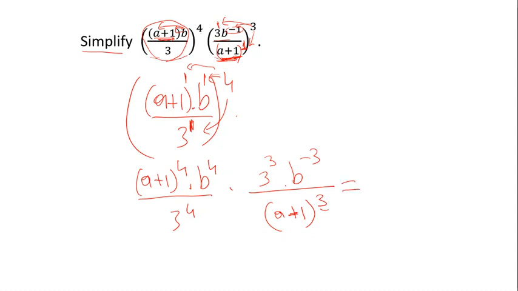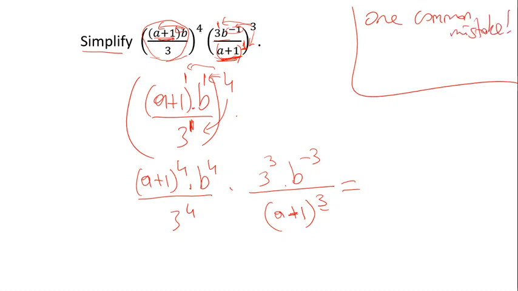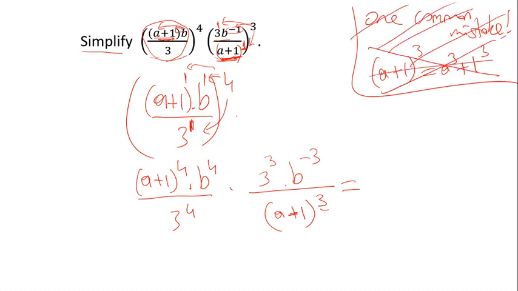Okay, one mistake here, one common mistake. Okay, don't do this. No, this is not true. Okay, don't do this. They are all in multiplication, and if there is some cancellation, now we can do it. Now this will be okay.